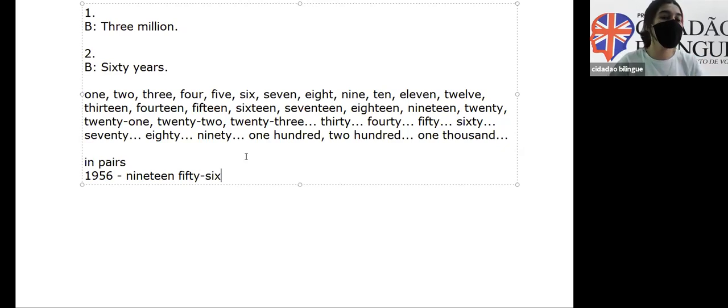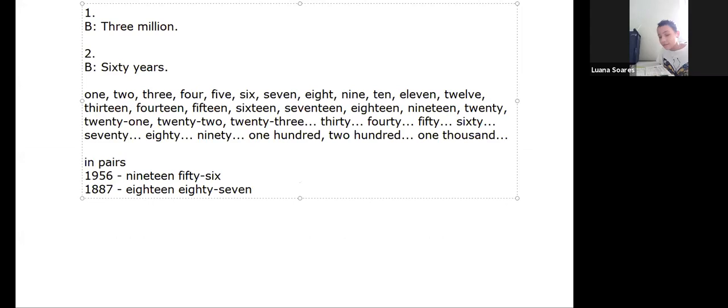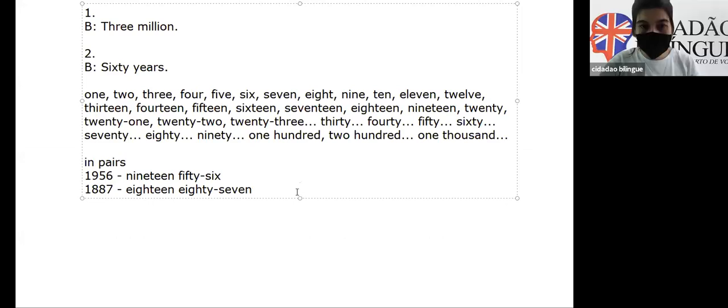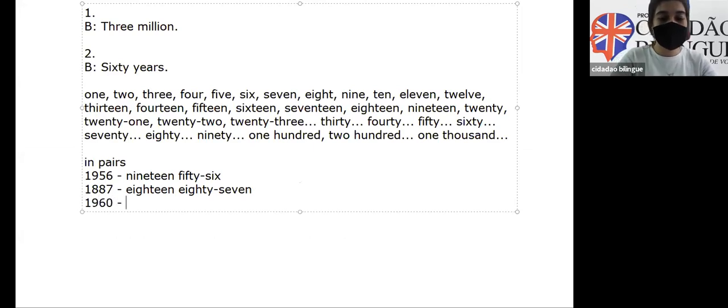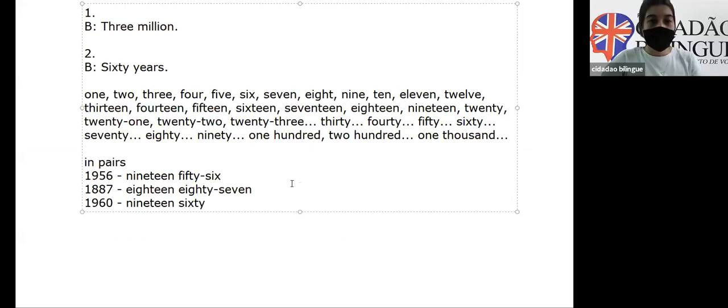Eles falam 1956 or 18, for example, 87. Okay, but never like the full number. Nunca é um número comprido, okay? Então, 1930 vai ser 1960. Exactly. The other one is 1960. Okay. So continue, please, but go from here.